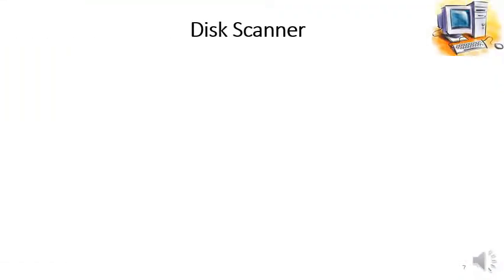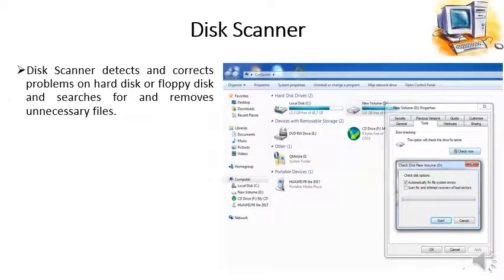The third utility program we have is the disk scanner. Disk scanner detects and corrects problems on a hard disk or floppy disk and searches for and removes unnecessary files. So it is actually a protection mechanism software which protects our hard disk from errors and removes unnecessary files.